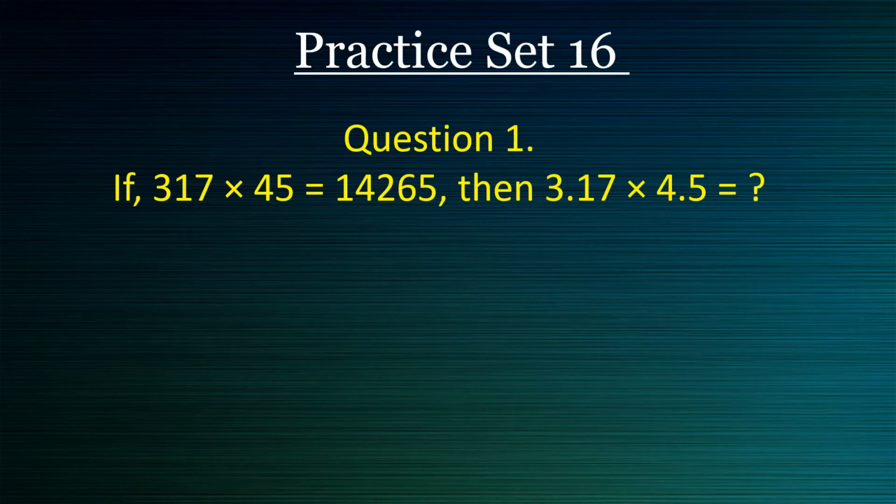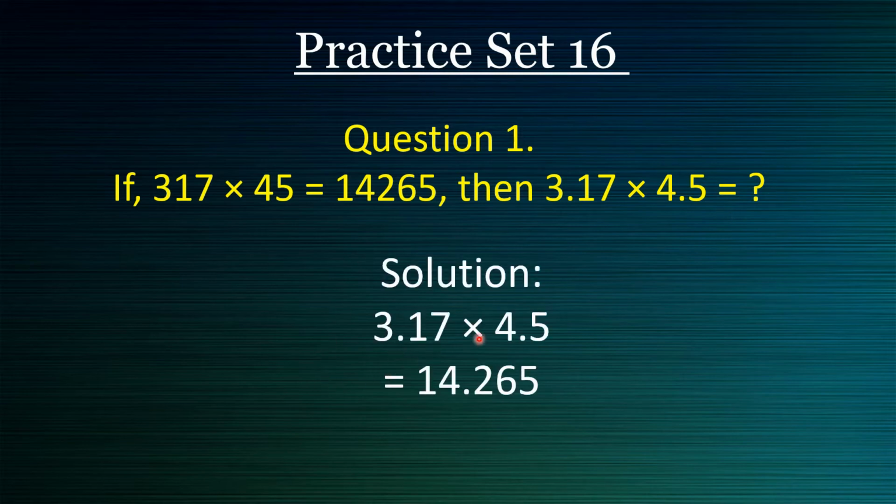Students, now we will discuss practice set 16. Question number 1: if 317 multiplied by 45 is equal to 14,265, then 3.17 multiplied by 4.5 is equal to what? The solution will be 3.17 multiplied by 4.5 equals 14.265. You can see that after the decimal point there are two digits in the multiplicand, and in the multiplier only one digit. So total three digits. In the answer, after three digits from the right side we will put our decimal point. So your answer will be 14.265.